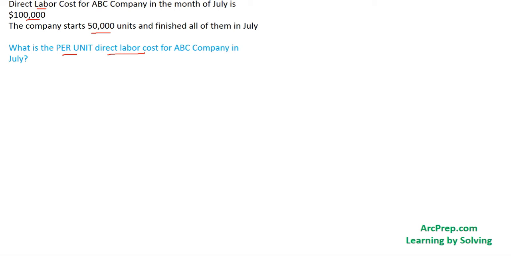And as I mentioned, I'm going to start fairly simple. It is literally take the 100,000 and divide it by 50,000 units that are 100% complete. It gives us $2. Now the problem is going to get more complicated as we add beginning inventory and ending inventory. So let's do that.